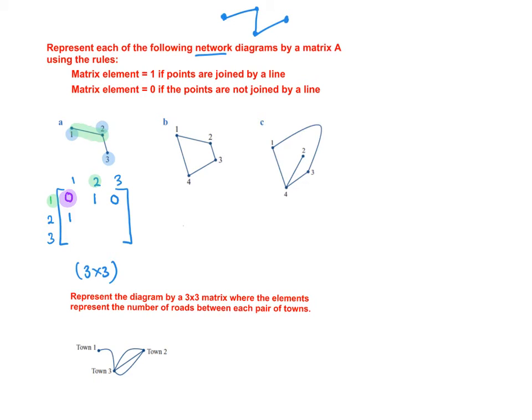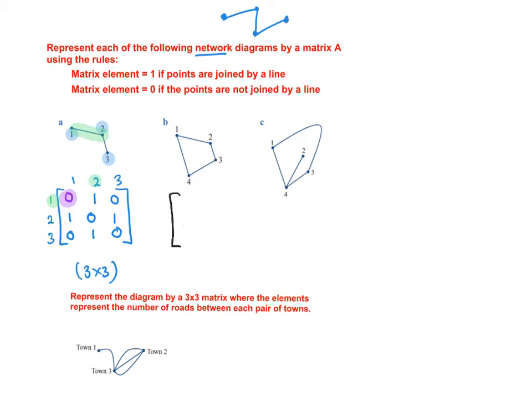Between 2 and 2, so it'll be a loop? No. Between 2 and 3? Yep. Between 3 and 2? Yes. And 3 and 3? No. Okay. So if we go on to this next one, what order will the matrix have to be? 4 by 4.